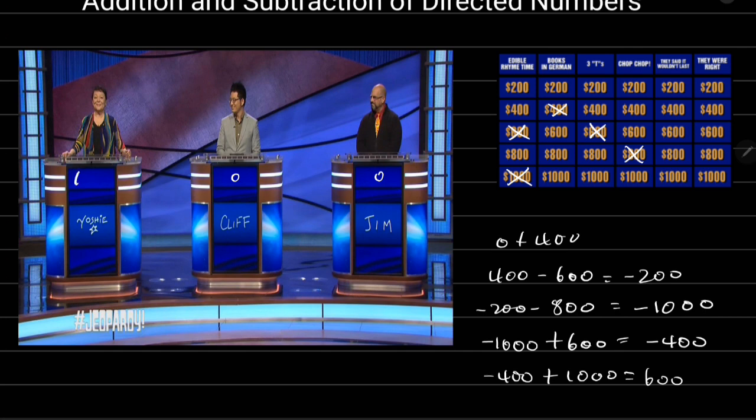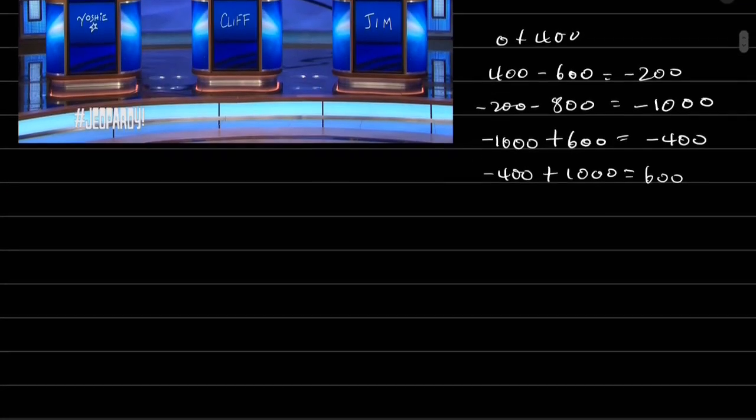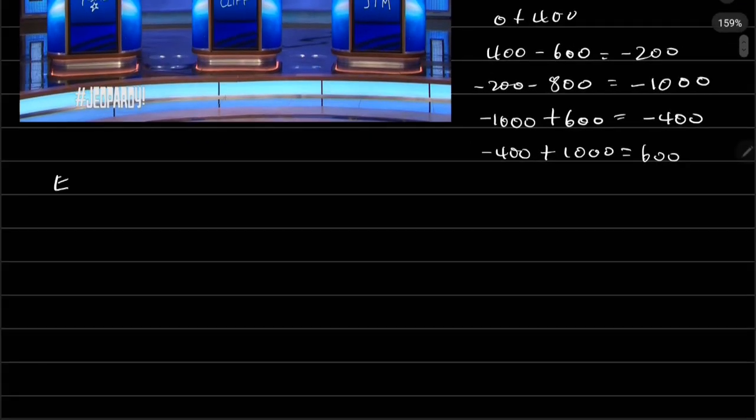Alright, so with that, I want to bring out the concept of addition and subtraction of directed numbers. Let's do some examples without the whole Jeopardy, but keep the same concept in mind. Let's just say we have negative 10 plus 3. Negative 10, and we're adding 3. That would simply give us a negative 7.